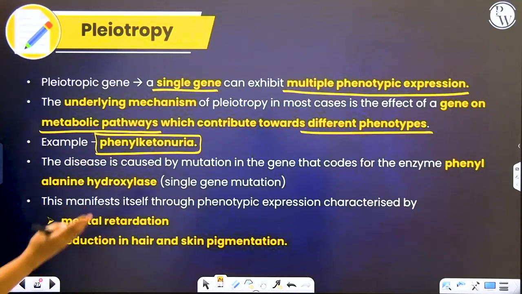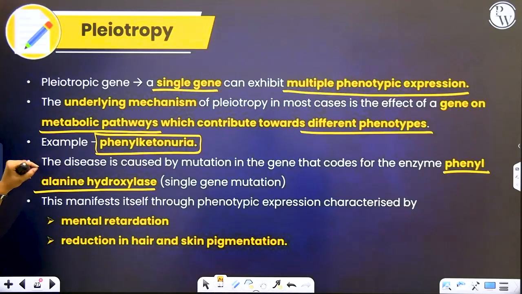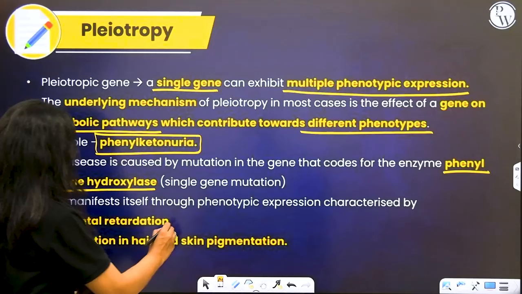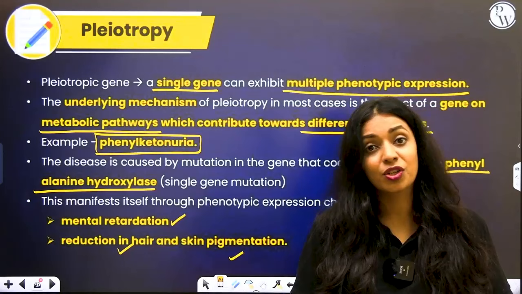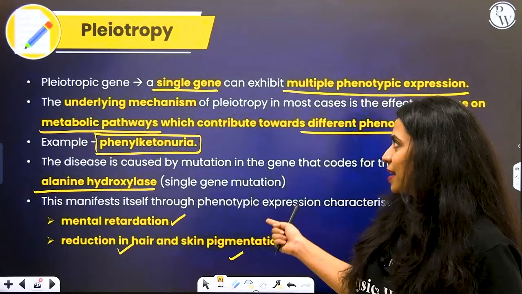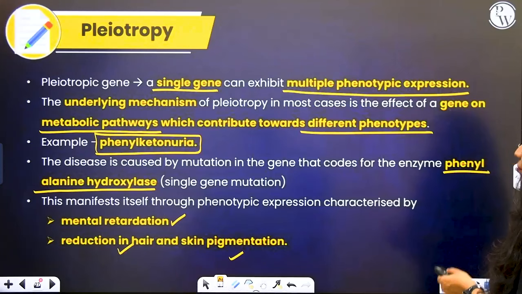So what happens in this disease is a gene is mutated. The gene that is mutated codes for an enzyme called phenylalanine hydroxylase. If this one single gene is affected, this single gene will control many phenotypic expressions such as mental retardation, reduction in hair and skin pigmentation. All of these are different effects, but what is responsible for these effects is the same gene which codes for the enzyme phenylalanine hydroxylase. Okay, so how exactly this happens, you'll learn about it later. What I want to tell you here is pleiotropy is when one gene is responsible for more than one phenotypic expression. All right, now let's move on and talk about sex determination.